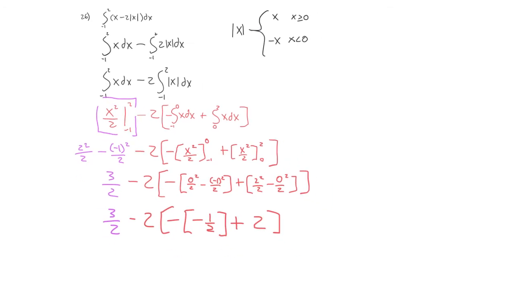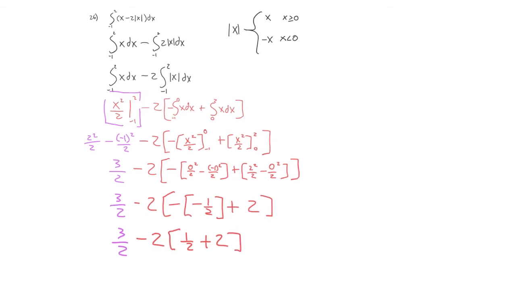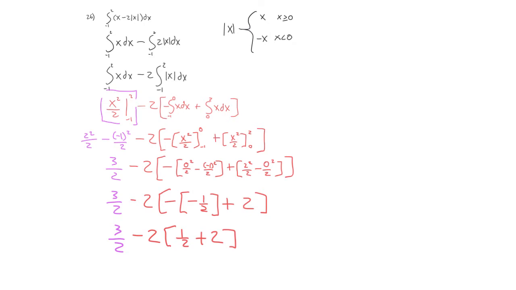Focusing now on the next line. We still have our purple 3/2 minding its own business. We still have the 2 on the outside. We're going to have negative 1/2, aka 1/2. And then we're going to have plus 2. So that is most definitely going to be plus 2. And lo and behold, it's just going to be negative 5.